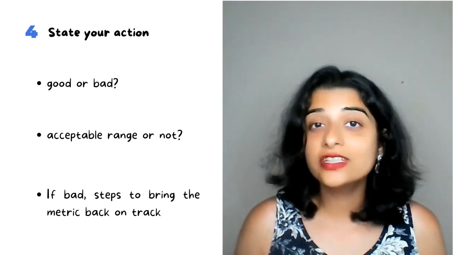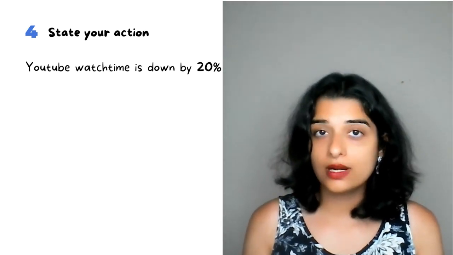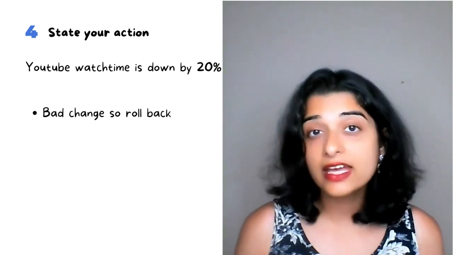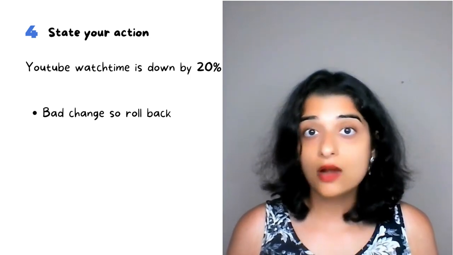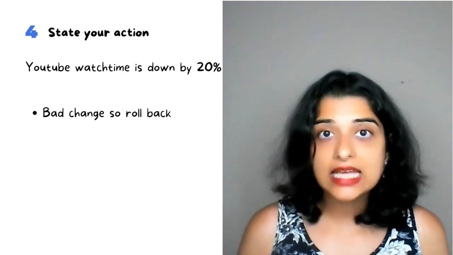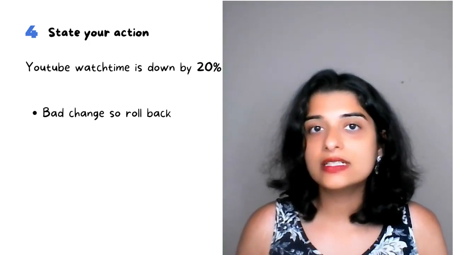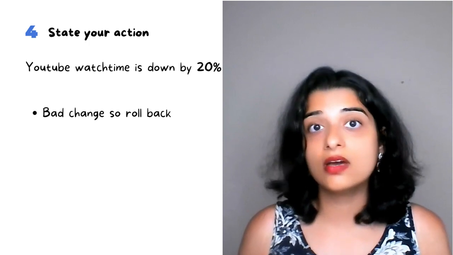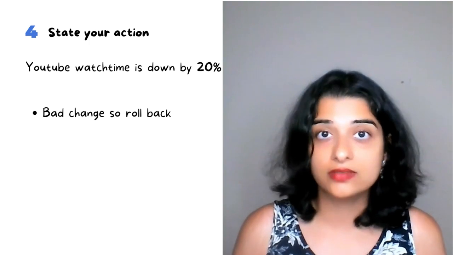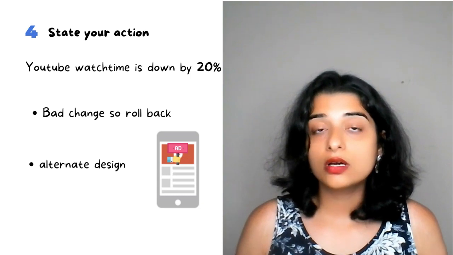So for the YouTube watch time example that we just talked about, here is what my action step will look like. First, I will call out that this is certainly a bad change as it significantly reduces our watch time, our North Star metric of watch time. 20% is a big impact, and so I will roll back this change immediately. Make sure that you are decisive when you state your action, especially when you are talking about rolling out or rolling back a feature.